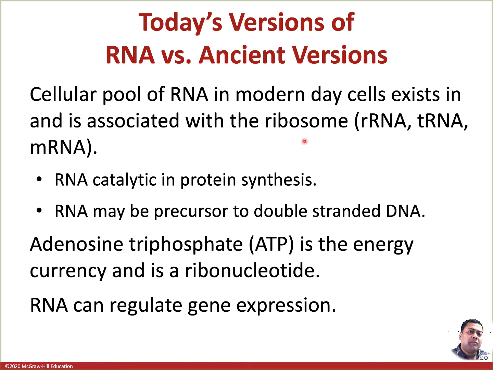In today's version, the cellular pool of RNA in modern-day cells exists and is associated with the ribosome, like ribosomal RNA; transfer RNA, which brings the amino acids to the site of protein synthesis; or messenger RNA, which is the encoded nucleotide sequence in the DNA transcribed into the form of mRNA. And this tells which amino acid is going to be attached next to which amino acid in a protein sequence. So these are the main three types of RNA.